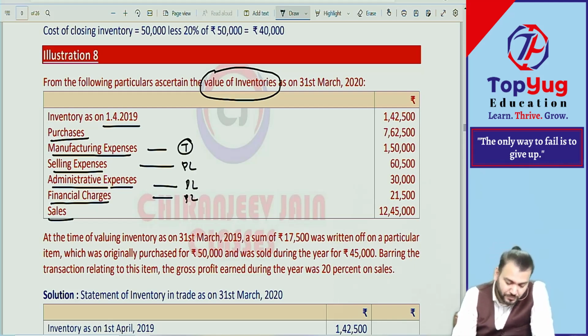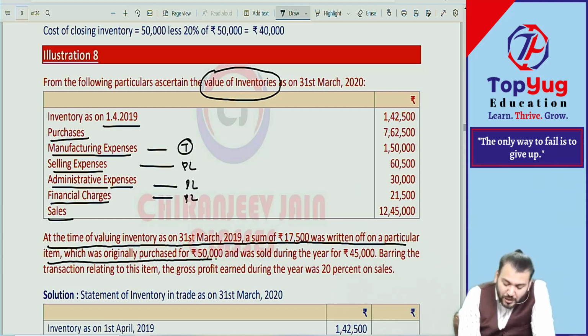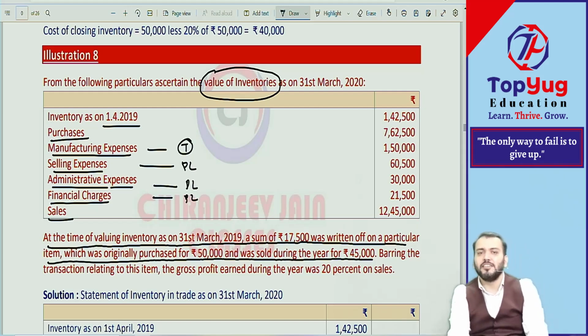At the time of valuing inventory as on 31st March 2009, a sum of rupees 17,500 was written off on a particular item which was originally purchased at rupees 50,000 and was sold during the year for rupees 45,000. Have you understood this? Read this sentence one second, and who will explain?